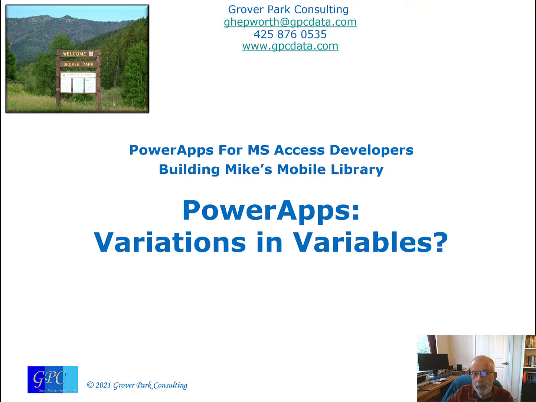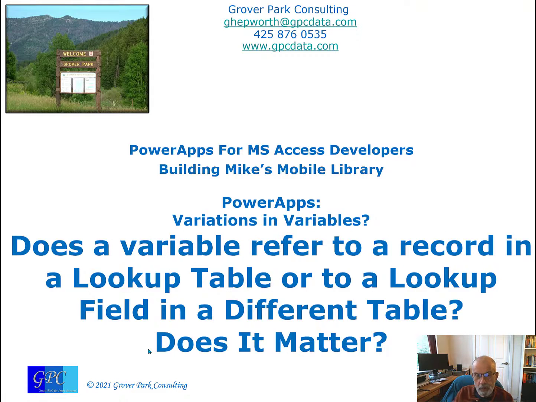Let's build Mike's mobile library. Today we're going to take a look at variations in variables. More specifically, we're going to look at whether a variable has been set to the value of a record in a lookup table itself or to the value of a lookup field containing that record in a different table. Does it matter? Can it be done? Let's find out.